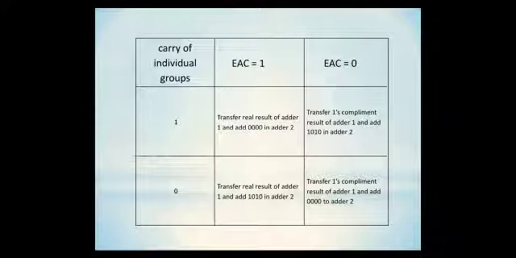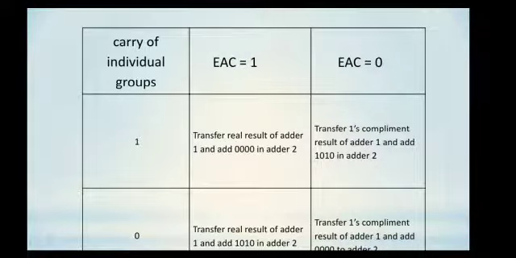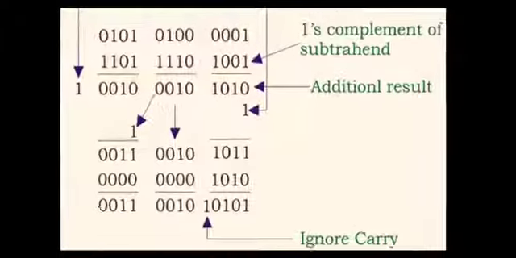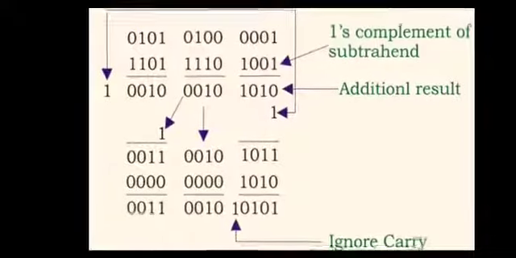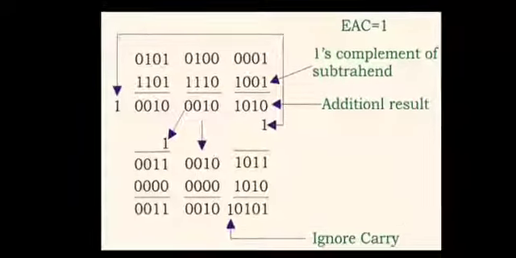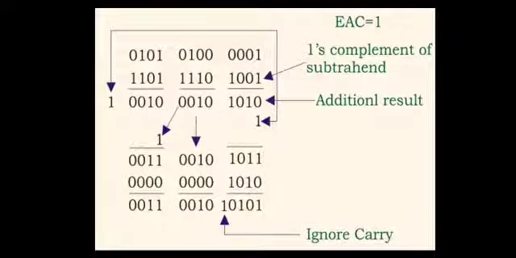EAC is 1. So EAC is 1 means add 4 zeros in adder 2. Okay, EAC 1 means that's here. So EAC 1 means all zeros and all zeros and 1010. Okay, so by using that rule you can do the adding here.